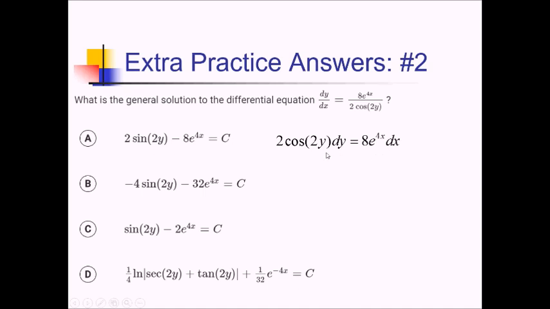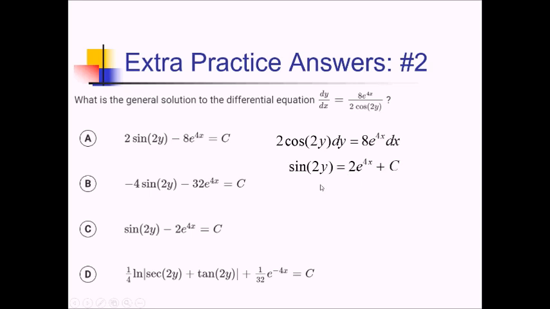Now I can take the antiderivative on each side. On the left side, I'm going to have to use the chain rule, or the reverse chain rule, really. So this is going to be, let's see here, 2 sine of 2y divided by the inner derivative of 2. So that just ends up being sine of 2y. And then over on the right side, we have 8e to the 4x divided by that inner derivative of 4. So that's going to be 2e to the 4x plus c.